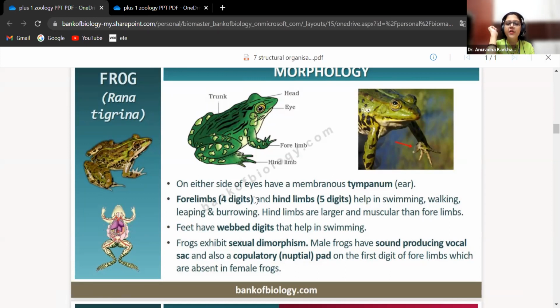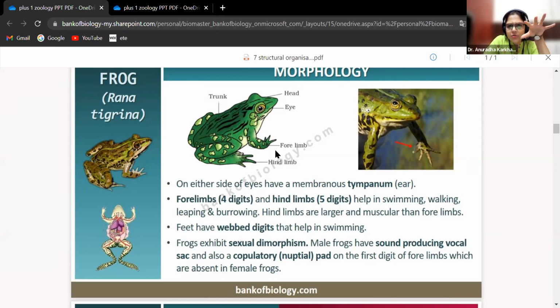Okay, forelimbs 4 है, hind limbs 5 digits होते हैं. So forelimbs में you can count actually. See, these are going to be 4 and these are going to be 5. Hind limbs पे 5 digits है, forelimbs पे 4 digits है. Hind limbs are larger. Sorry, they help in swimming, walking, leaping, and burrowing. Hind limbs are larger and muscular than the forelimbs. Okay. Feet have webbed digits that help in swimming.